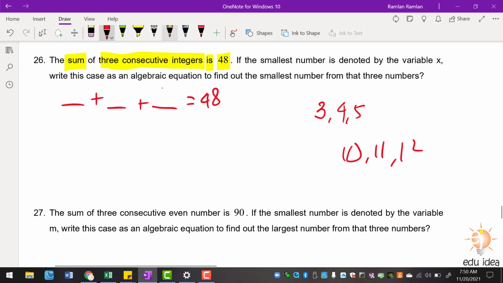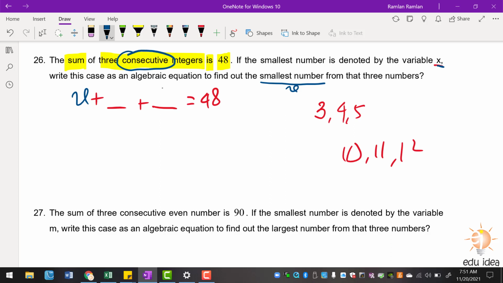So this is the example of three numbers that are consecutive integers. And then the smallest number is denoted by the variable x, which means that if I put the smallest number here, that will be x, right? So I'm going to write down x over there. And then write this case as an algebraic equation to find out the smallest number from the three numbers. The smallest number is denoted by x, so we're looking for the value of x.